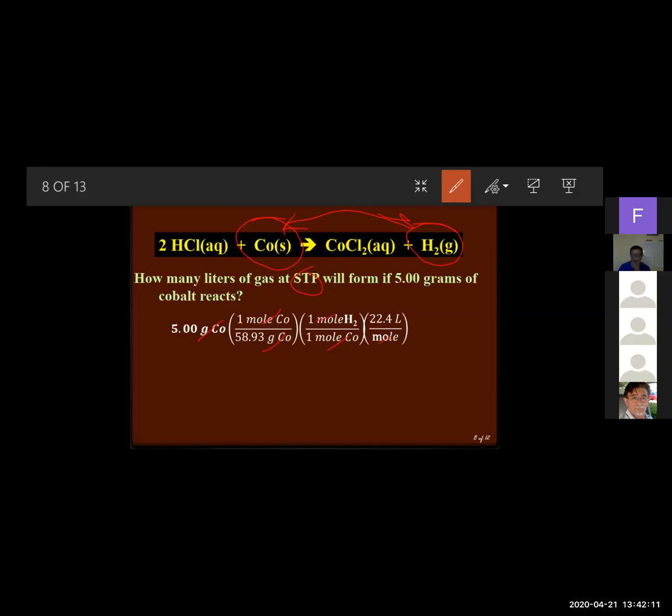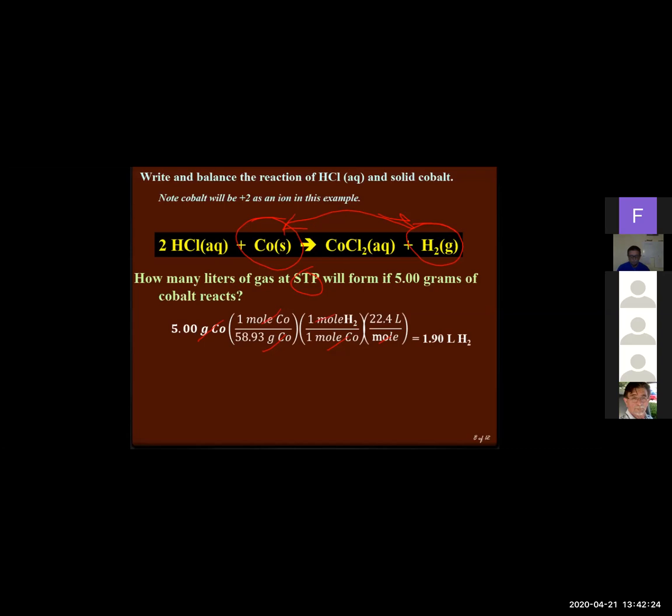If STP was not given in the problem, this is about as far as we can go. We can take it to grams, but we couldn't calculate the liters. So we end up with 1.9 liters of hydrogen gas if we start off with 5 grams of cobalt, and we are at STP, 0 degrees and 1 atmosphere. We should make almost 2 liters of hydrogen gas for that reaction.